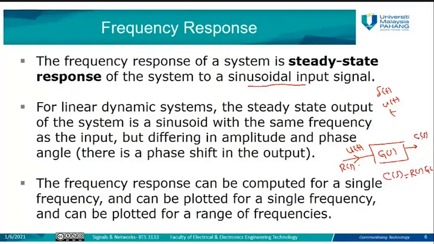So if you have R(s) change, one time it is u(t), one time it is delta t, one time it is sine omega t, whatever the value of the input, for sure the response of the output will change. But in the case of frequency response, we only have one type of signal, which is the sinusoidal input signal. In the case of the sinusoidal input, the impact of our system on the input signal will be on both the magnitude and the phase of the input signal. So we have two variables.